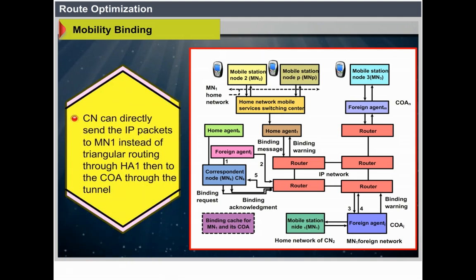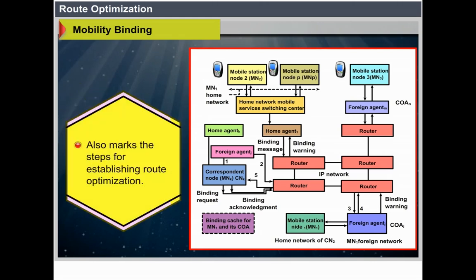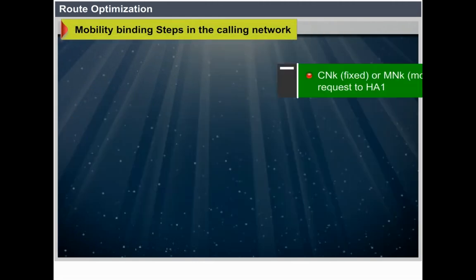CN can directly send the IP packets to MN1 instead of triangular routing through HA1, then to the COA through the tunnel. The figure below shows route optimization and path 1, 2, 3, 4, 5 after binding of MN1 with COAJ with CNK. It also marks the steps for establishing route optimization. Mobility binding steps in the calling network.